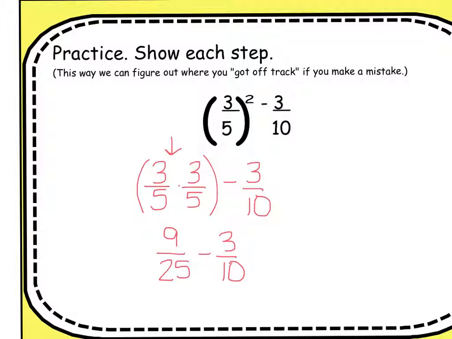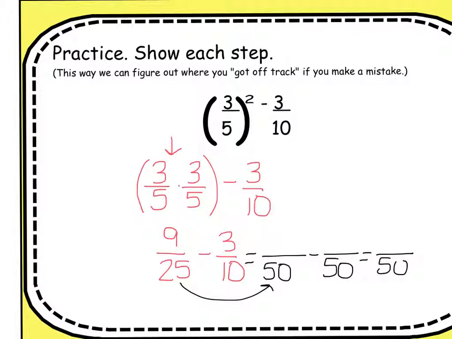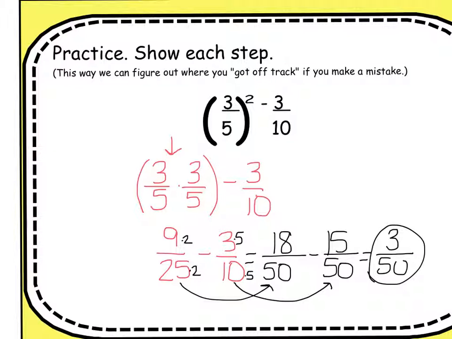The common denominator between 10 and 25 would be 50. So something over 50 minus something over 50 equals something over 50. To get from 25 to 50, we multiply by 2, and 9 times 2 gives us 18. To get from 10 to 50, we multiply by 5, and 3 times 5 gives us 15. 18/50 minus 15/50 gives us 3/50, and that would be our final answer.